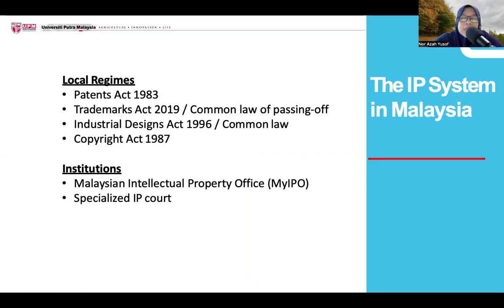Okay, in Malaysia, if it is filed under Malaysia, all the verification is done by what we call MyIPO. MyIPO will decide whether the patent or the IP is good to go, whether it is not somebody else's patent, somebody else's invention. They will screen through all the documents that the innovator submitted.